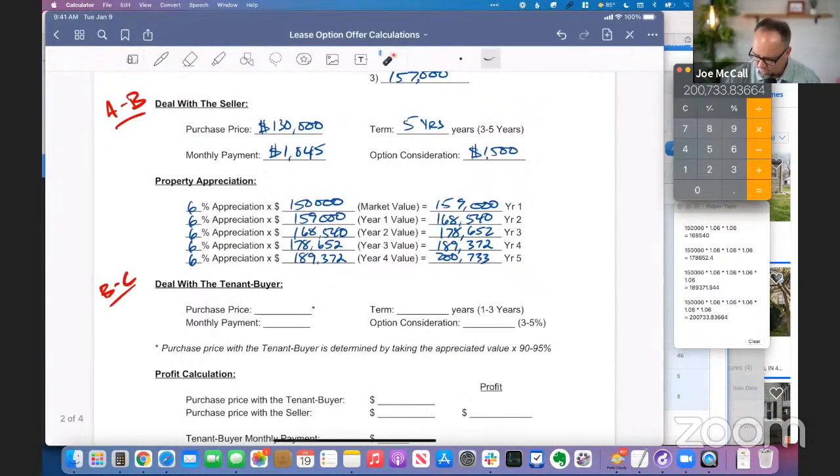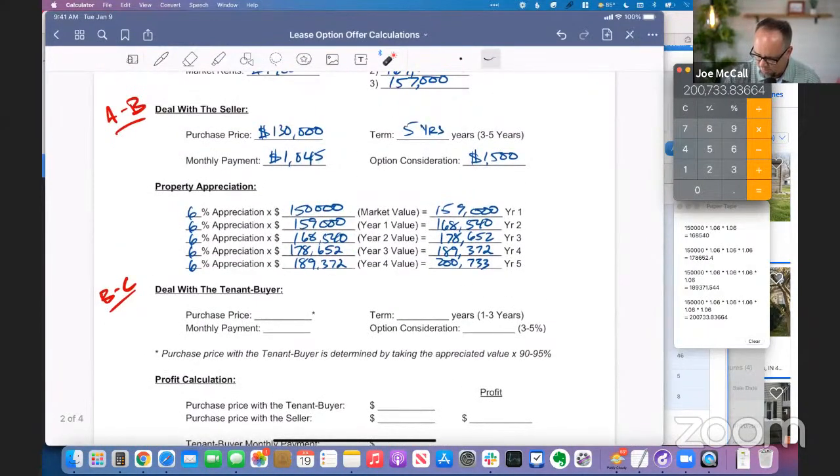Now, here is the deal with the tenant buyer. Remember, we're buying it from the seller for 130. We're going to sell it to the tenant buyer for what? Now, typically what I like to do is I like to set this up in a 2-year timetable. Okay. And so 2 years right here, the end of 2 years, the house is going to be worth 168,540. Now, also look at my instructions down here. Purchase price with the tenant buyer is determined by taking the appreciated value times 90 to 95%. I want that tenant buyer to have some incentive to buy the house.